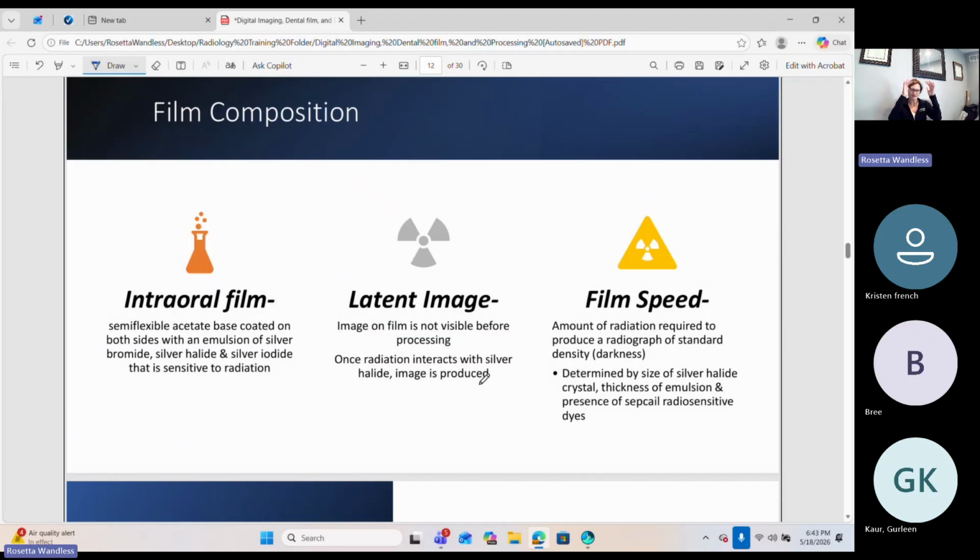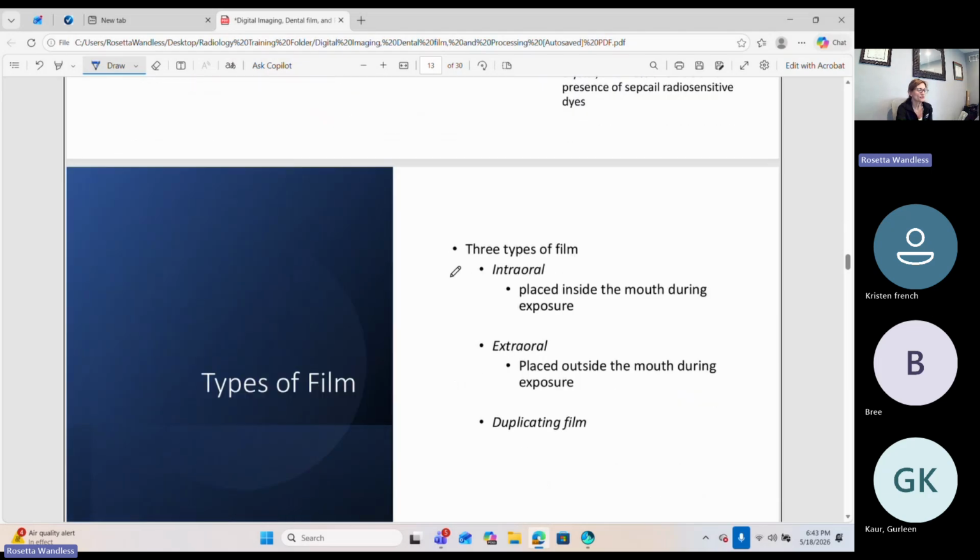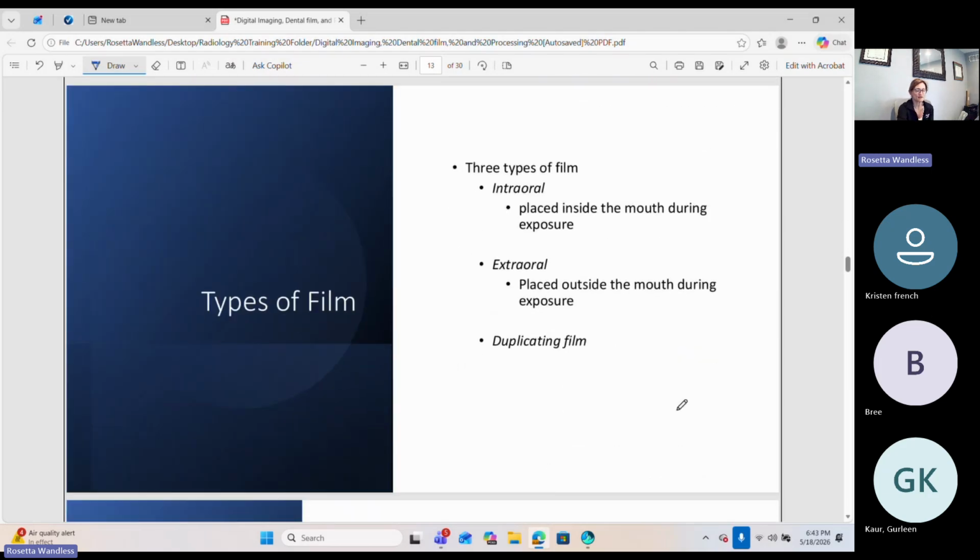So again, we're going to discuss the types of film, the sizes, and the composition in terms of film speed, so that we can accurately take a picture, get diagnostic quality, but use as low as reasonably achievable as far as radiation is concerned. Now, there are three types of film that we're going to be concerned with here. We're going to talk about intraoral film, which we obviously put inside the mouth to take a picture of the teeth inside. We're going to identify extraoral film, which is what we use for external radiographs.